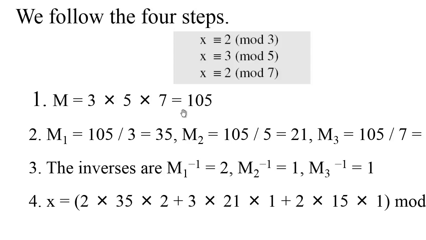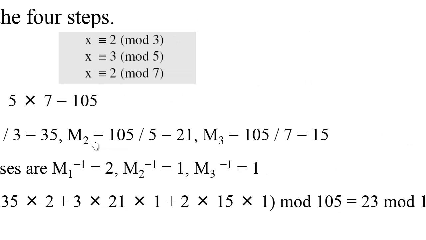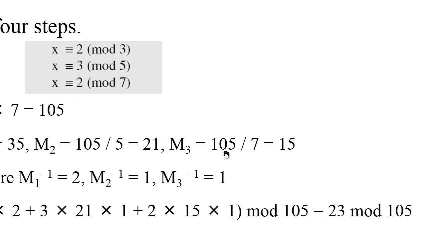Then what we have to do? We have to find out capital M1 with respect to smaller m1, based on the answer we obtained in step 1. From step 1 we got 105, so M1 is equal to 105 divided by 3. Now we got 35. Similarly, M2 is equal to 105 divided by 5, because here smaller m2 is 5. So, 105 divided by 5 is 21. Then M3 is equal to 105 divided by 7, that is 15, for smaller m3.